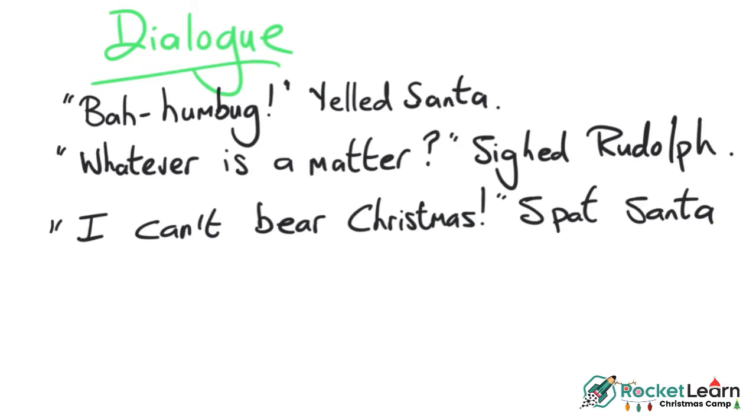And unusual dialogue is also a really good way of hooking your readers in the first instance. So, for example, "Bah, humbug," yelled Santa. "Ah, whatever is the matter?" sighed Rudolph. "I can't bear Christmas," spat Santa. So again, having a conversation that is very unexpected can really capture your reader's attention. I mean, you wouldn't be expecting Santa to be saying these kind of things. And what you'll also notice is that Santa did some yelling, and Rudolph did some sighing, and Santa did some spitting, but there wasn't really any saying. So I've changed the word "said" to equivalents that make the writing more interesting, so you can absolutely imagine the scene that is unfolding.